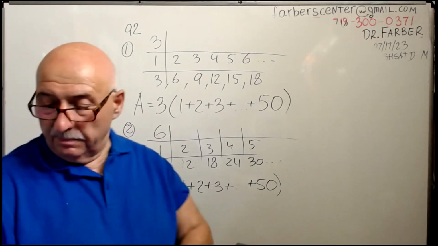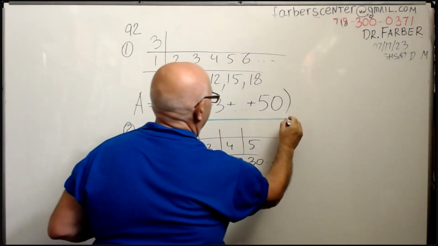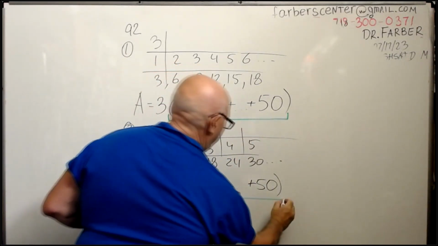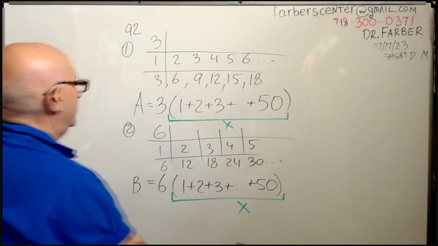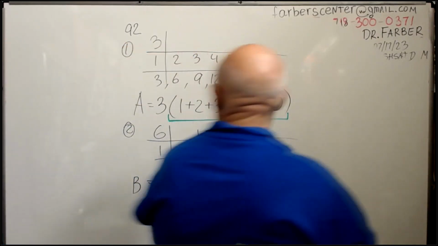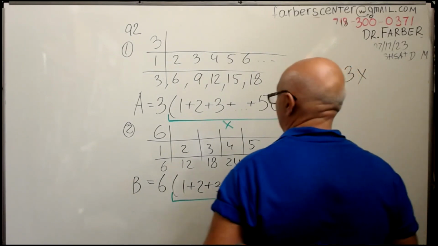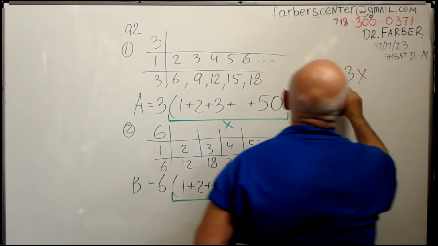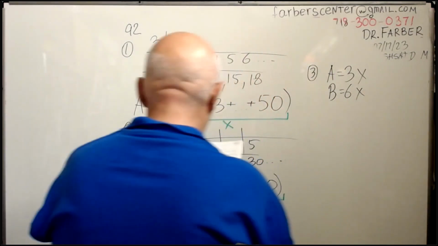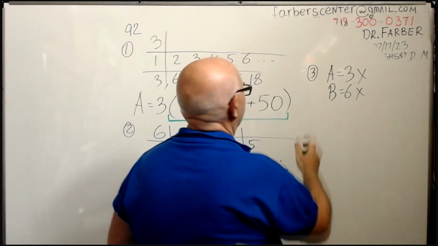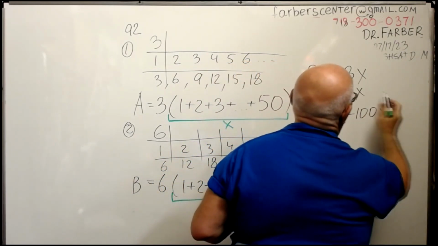If I take a different color, you can see commonalities for A and B. This guy and this guy, let me make it X, is the same. So I can say that A is 3x, step number 3. A equals 3x and B equals 6x. And they ask you what percent of A is B. Easy, step number 4. So 3x is 100%.